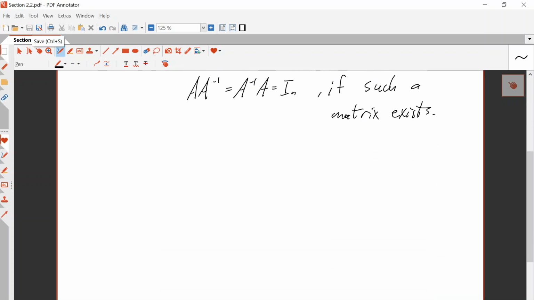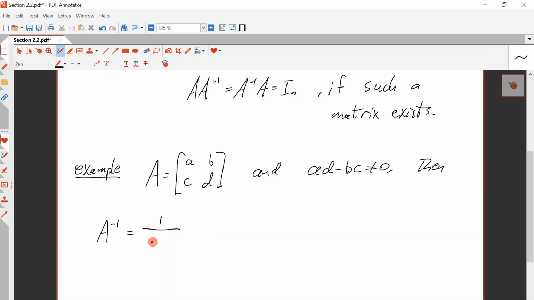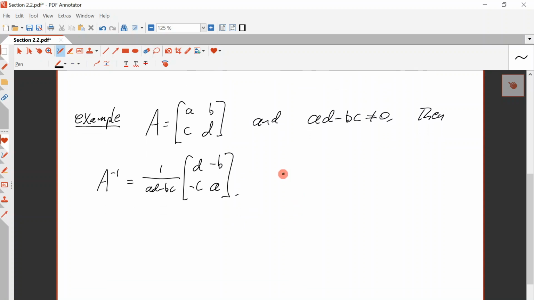The easiest case is with 2 by 2 matrices. Okay, so if A is equal to A, B, C, D, and this AD minus BC is not equal to 0, then A inverse, so that's only when this is not equal to 0, A inverse is equal to 1 over AD minus BC times D, minus B, minus C, A. Okay, let's check it out.